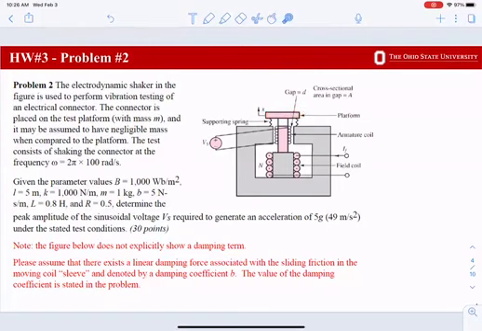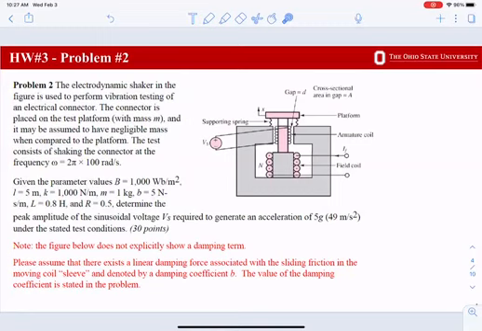When you think about it, it may be assumed to have negligible mass. So you can use just mass m, not separate masses like m1 and m2. And also the test consists of shaking the connector at this frequency, 2 pi times 100 radian per second. And we have all the parameters here, right?